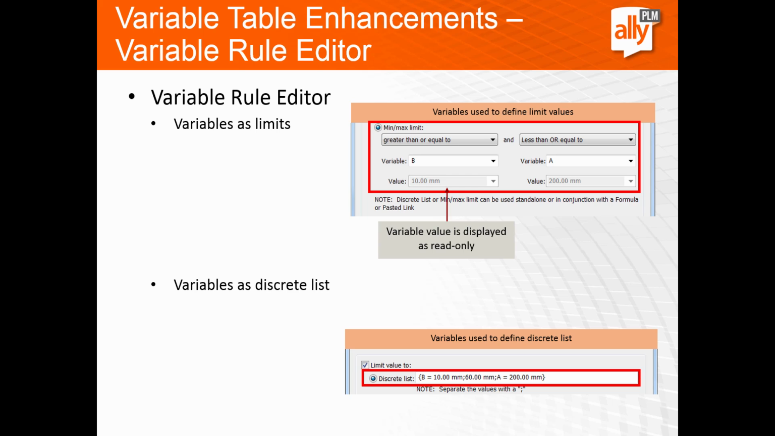So you can see at the bottom I've got variable B, which is 10. I could type in a value, maybe 60 millimeters, and then have it also be limited to variable A, which in this case is also 200 millimeters. So some cool options now with the variable rule editor.